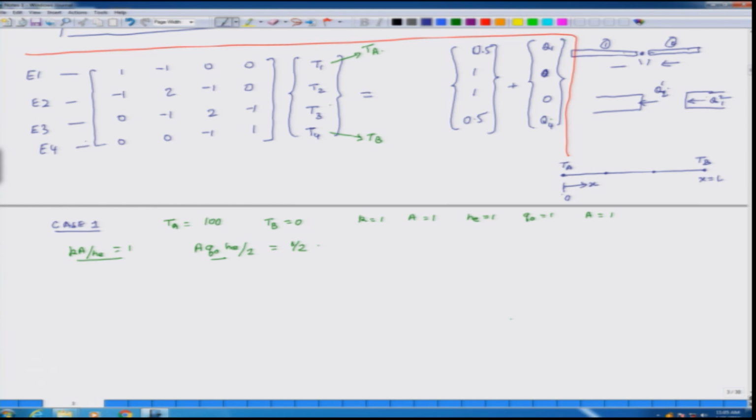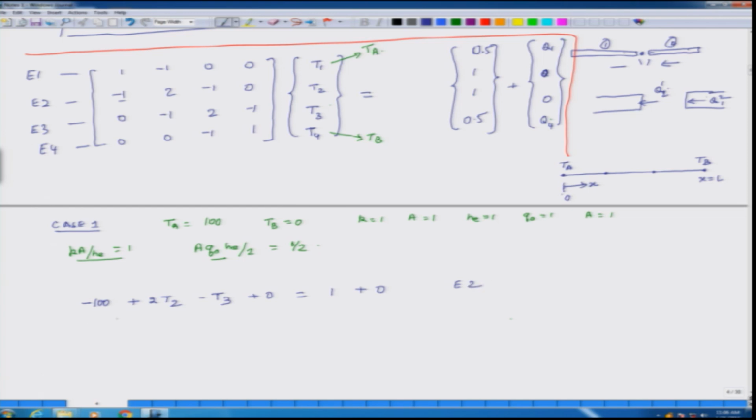So, with these prescribed boundary conditions I am going to write equations 2 and 3. So, my equation 2 is minus 1 times T A, and T A is 100. So, it is minus 100 plus 2 times T 2 minus 1 times T 3 and 0 times T 4, and that equals F 2 which is 1 plus Q 2 which is 0. Okay. So, this is my equation 2.